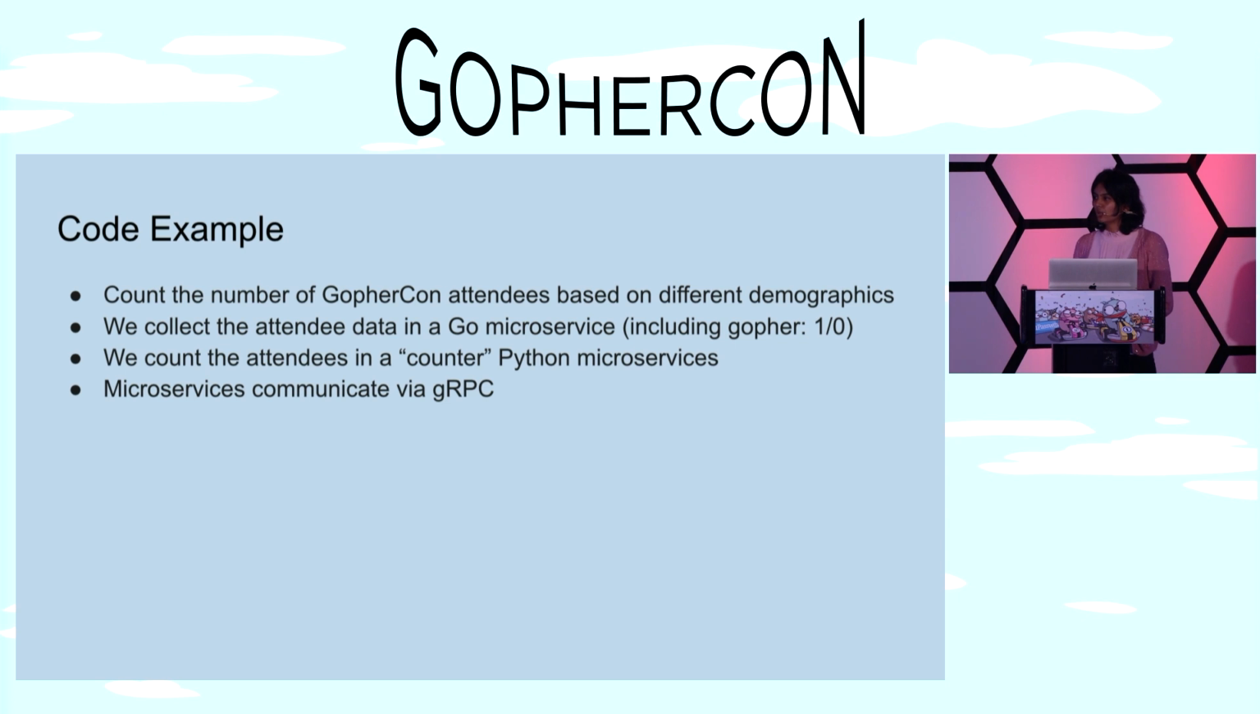We'll just run through a quick example. With this, we want to count the number of GopherCon attendees based on different demographics. We collect the attendee data in a Go microservice, including whether or not they've been using Go. We count the attendees in a counter microservice, and the microservices will communicate via gRPC.